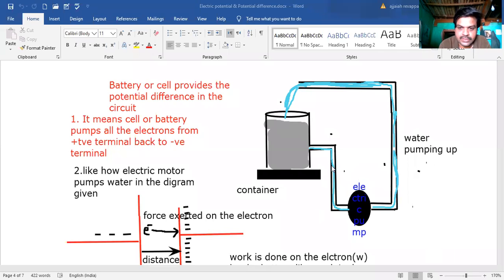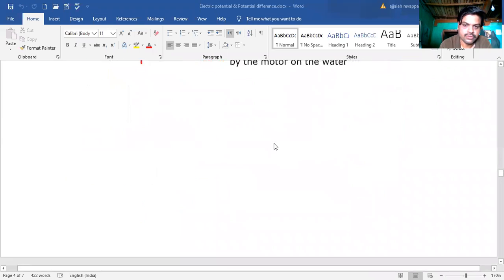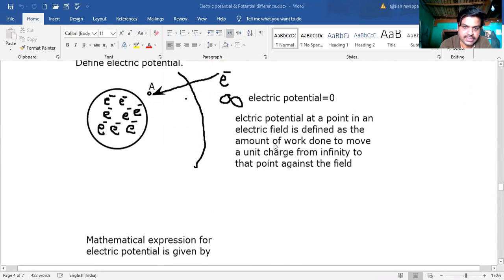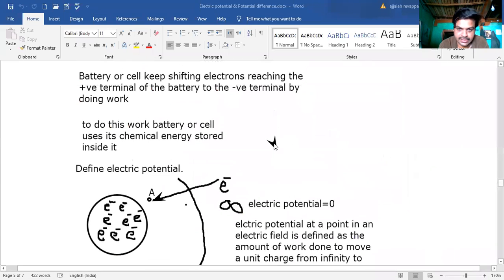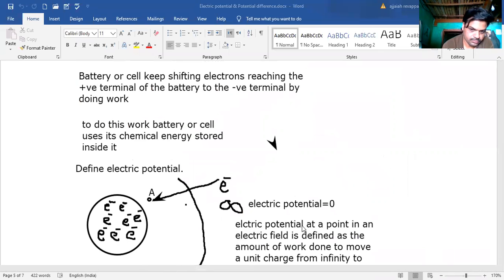There is an electrostatic force of repulsion. Against this force, the battery or cell has to push this electron. I hope you can easily understand through this analogy example. So we'll go to the next slide, the example slide, which you can understand easily. In this slide, we are going to define electric potential now.